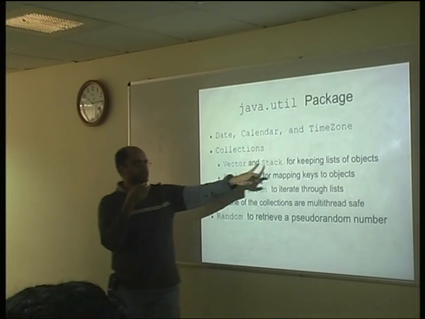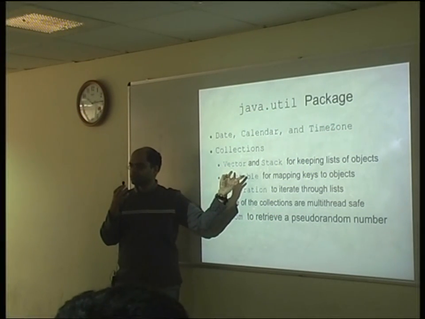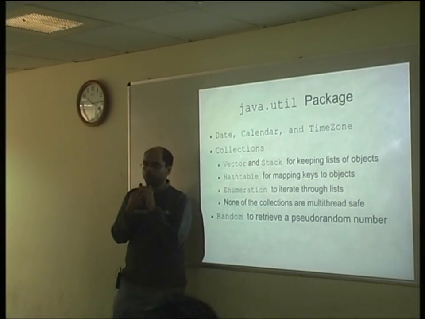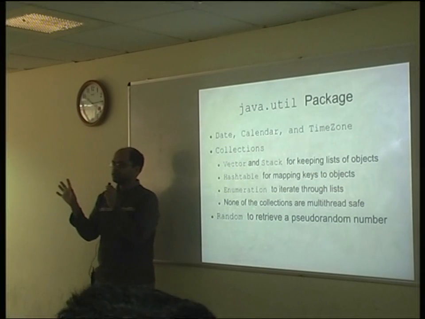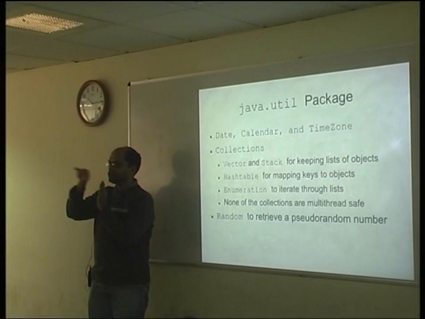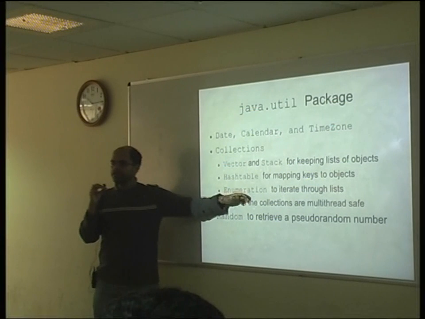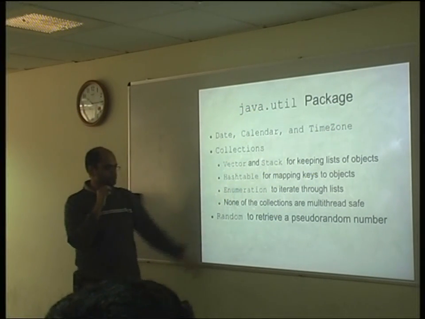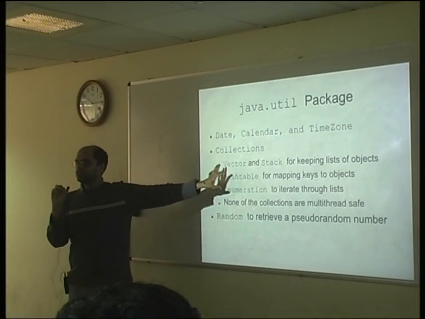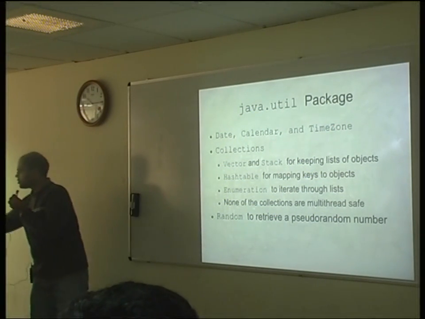So vectors and stack you all know, so I will not go into detail. Hash tables. What is hash? Key value pair, right? Whenever you want to search for something, a big number, you can hash it. When you store it, it becomes compact, and when you search it, it becomes very easy to search. Right? So this is hash. Enumeration: whenever you want to create a list of all the values, use enumeration. None of these collections are multi-thread safe, so if you're using multi-threading, you will have to take care of synchronization. Then there is random. All of these things are very easy.